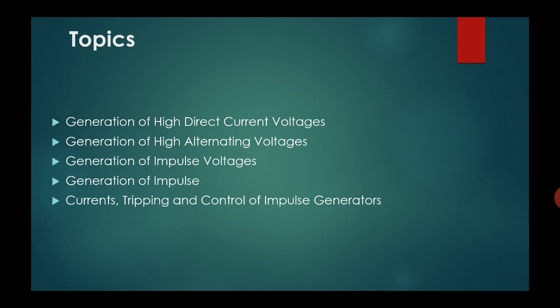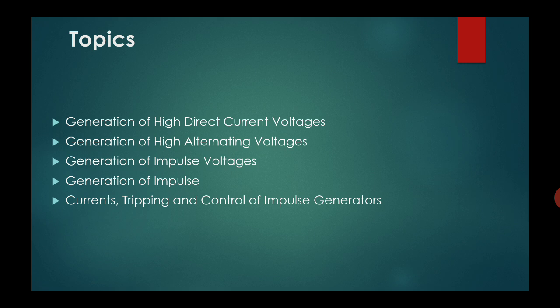Now just a brief idea of what this is. We are talking about the high direct current voltages. That means these direct DC voltages are basically electrostatic voltages but of a high value. Okay, then we'll consider the production of high alternating voltages.